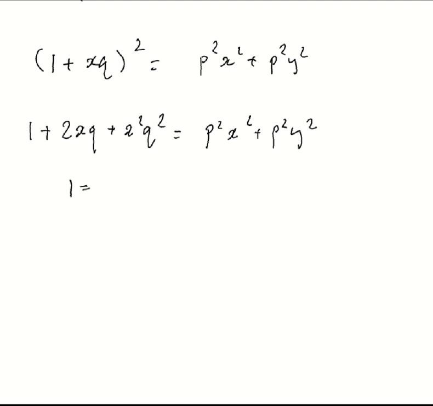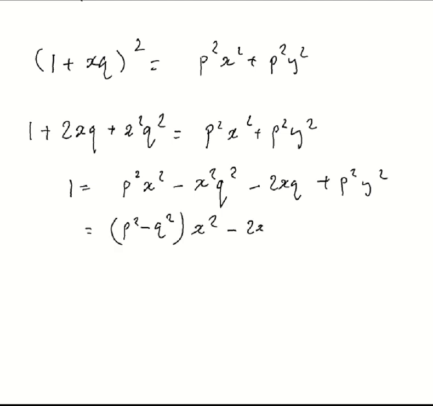And we're going to do what I said we'd have to do. We notice that we've not got things in the nicest possible way, and that's because our ellipse isn't centered at its center. It's centered at the focus. We can deal with that. So we get 1 minus 2xq plus p squared y squared, and then that's p squared minus q squared, x squared, minus 2xq, plus p squared y squared.